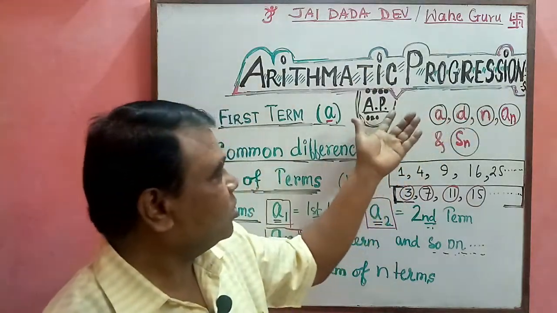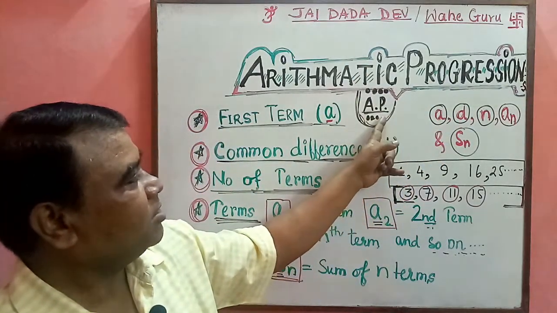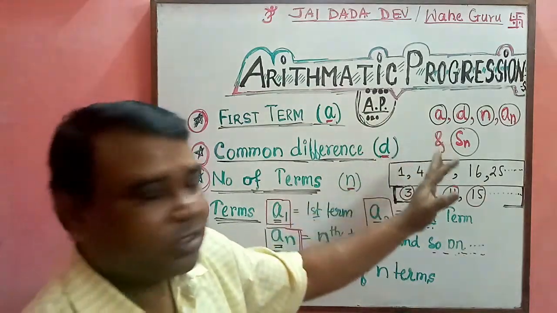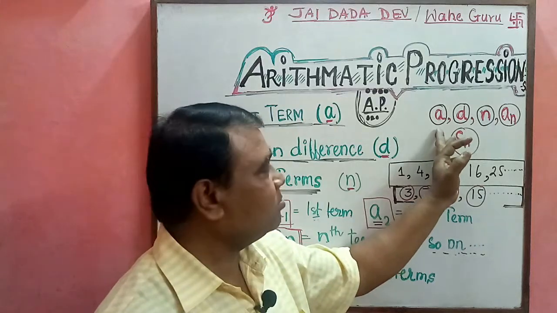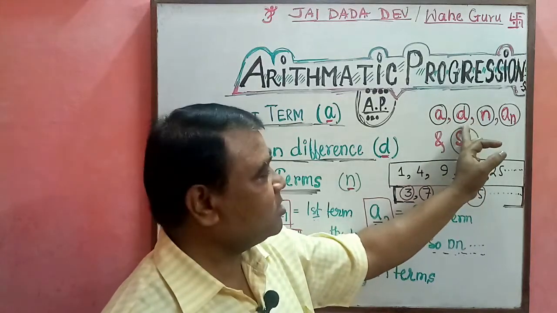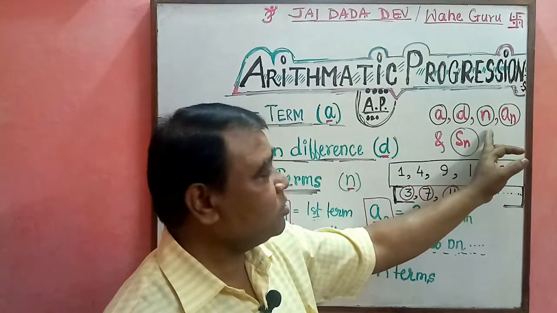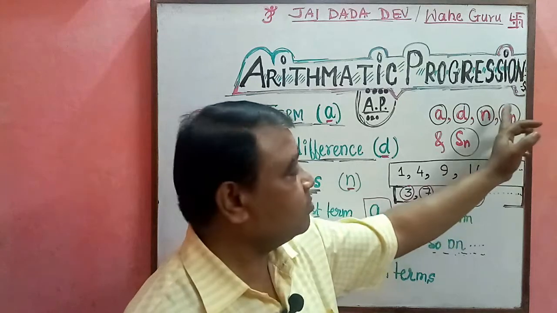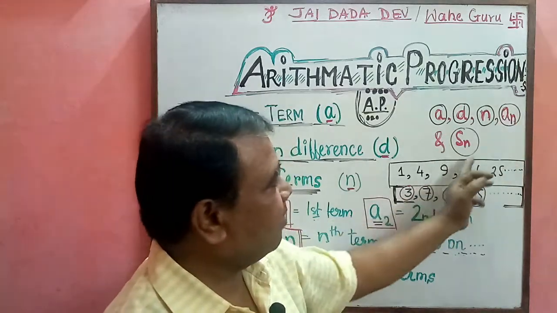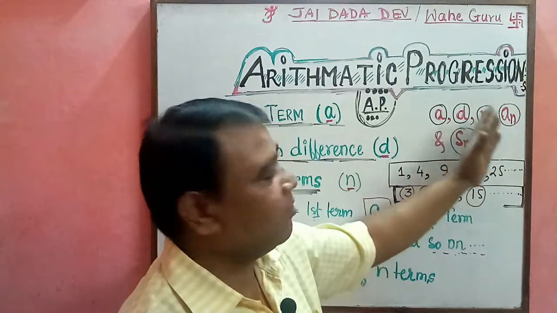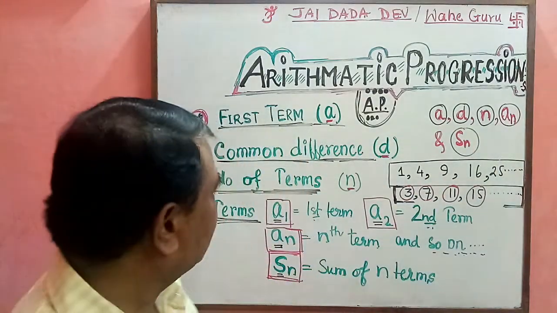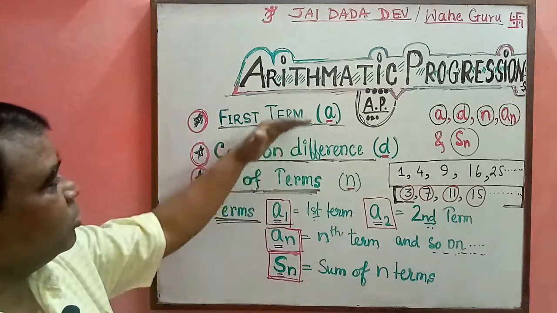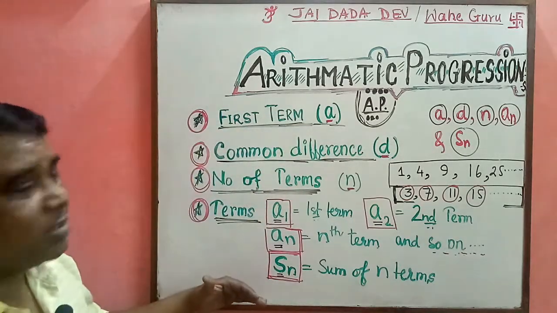Arithmetic progression, this is in short AP. Here we have 5 variables: A, first term; D, common difference; N, number of terms; An, the nth term; Sn, sum of n terms. These 5 variables are here. We must know well about these concepts.